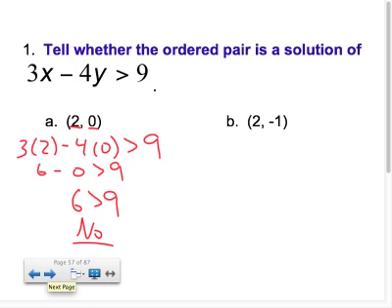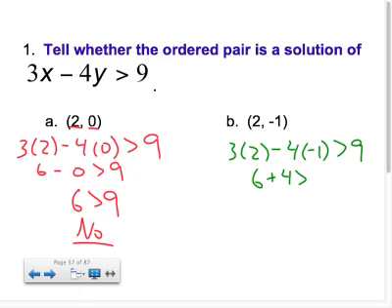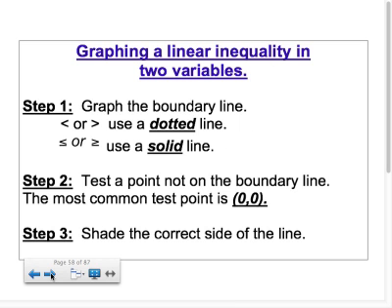That doesn't work out. In part B, when I do it, I get 3 times 2 minus 4 times negative 1 greater than 9. So I have 6. Negative 4 times negative 1 is positive 4 greater than 9. So this says that 10 is bigger than 9, and so obviously that's true, so the answer there is yes. So that's all we're looking at. Plug in your x and your y and see if you get a true statement.